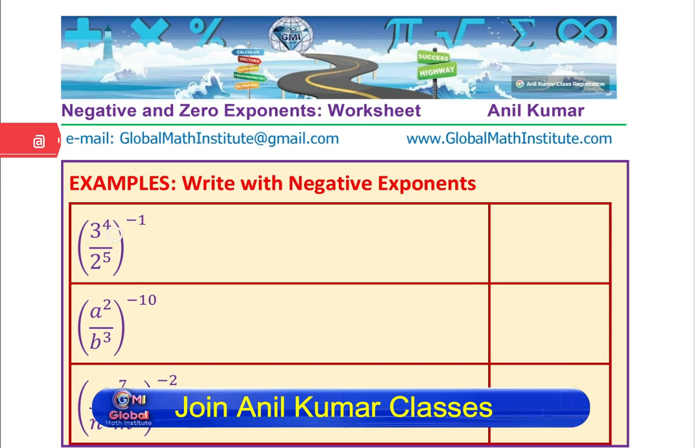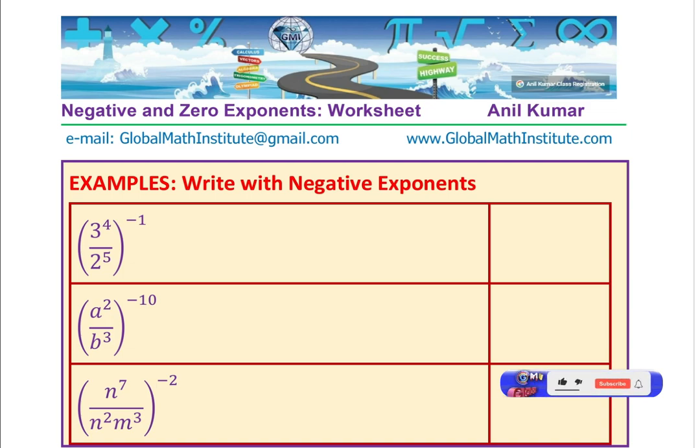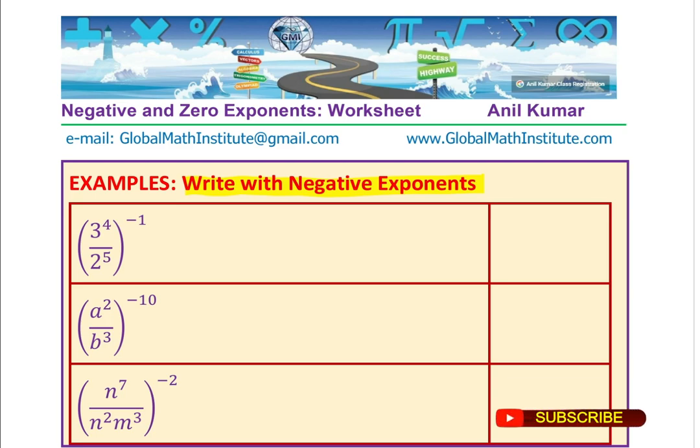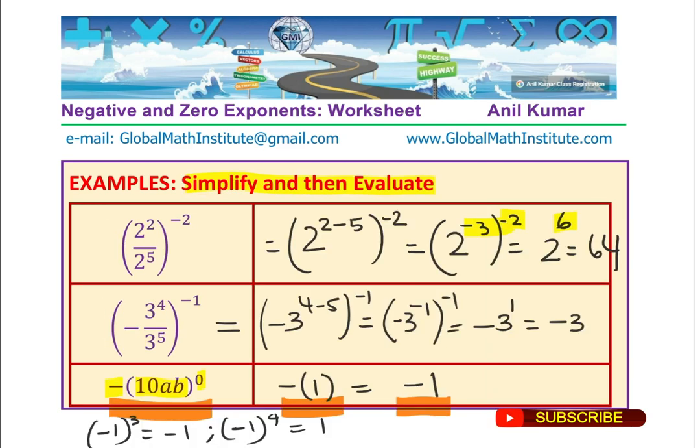This time, we are again looking into powers of powers. So we are going to apply two rules. One, the quotient rule, and then the power rule, okay? So we have 3 to the power of 4 divided by 2 to the power of 5, all to the power of minus 1. The question has changed. Now the question is, write with negative exponents. We do not have to evaluate this time. You get the idea? We have to write with negative exponents, correct?